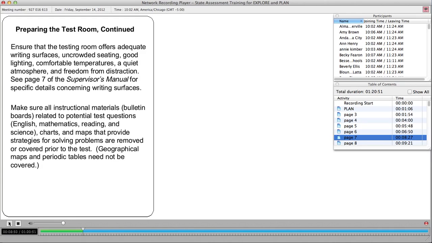Make sure all instructional materials are covered in the testing room, and that would include bulletin boards and charts or posters that have to do with English, mathematics, reading, and science. Any charts and maps that provide strategies for solving problems are removed or covered prior to the test. Now, you can leave geographical maps and periodic tables up on your walls. Those do not need to be covered.